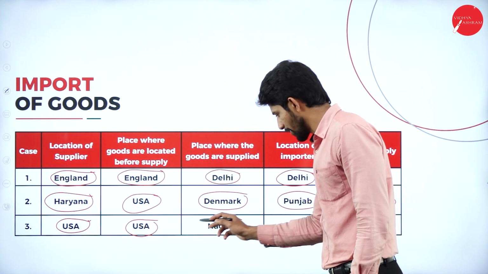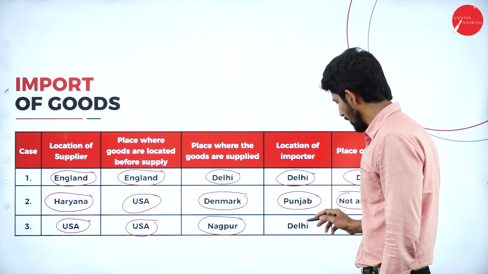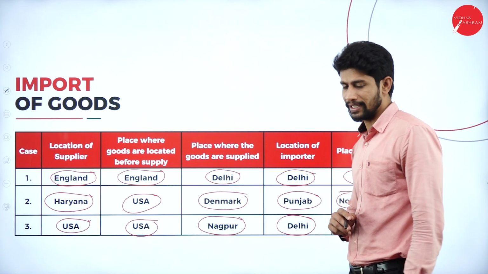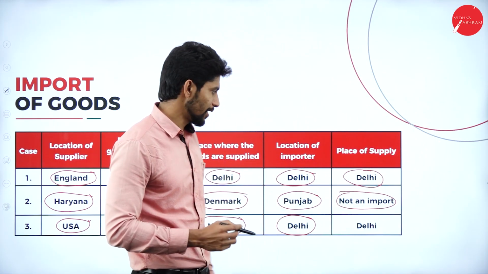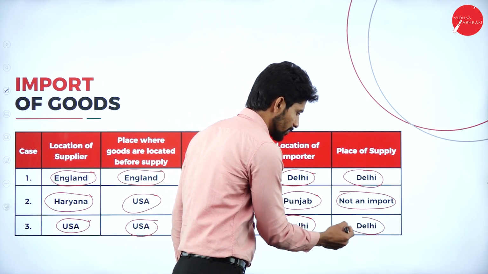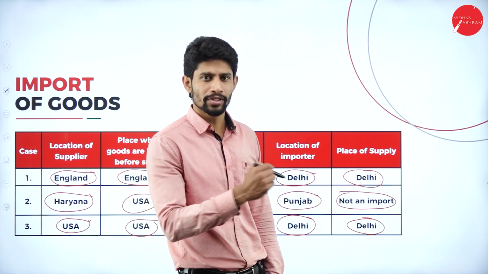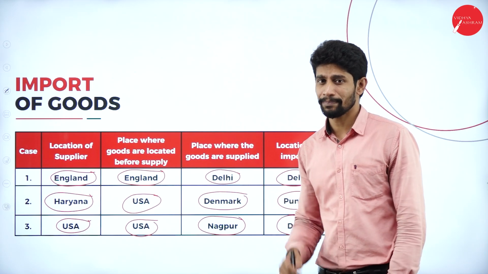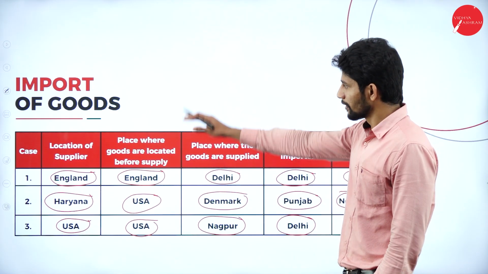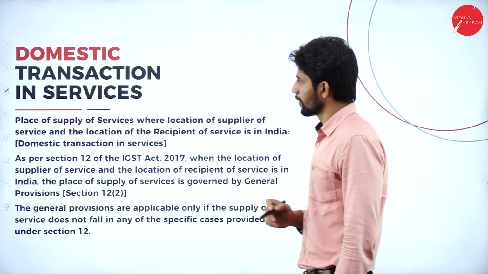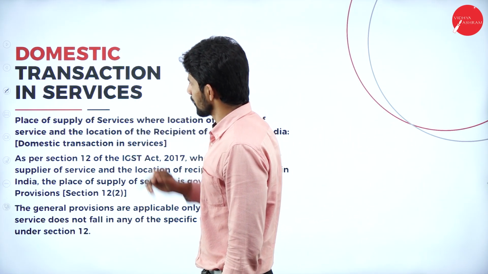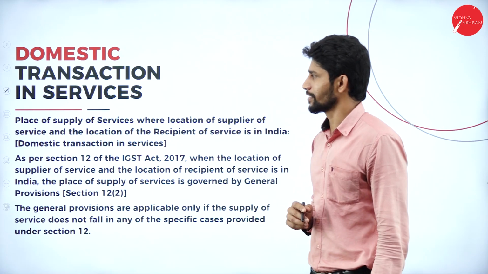Okay, and he is supplying goods to Nagpur, and now the importer is in Delhi. So now the place of supply is what? It is Delhi. So this is how you are supposed to determine the place of supply with respect to import of goods. Next, moving further, domestic transactions in services.